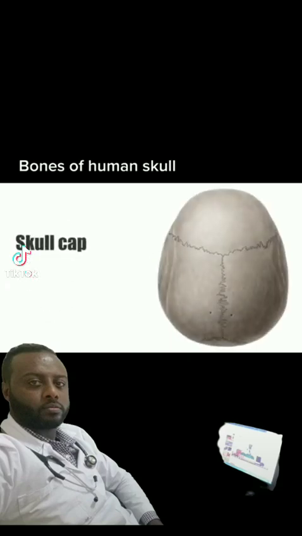We are looking now at the superior view of the skull. This is the skull cap, which is made up of the pairs of parietal bones and parts of the frontal bone, as well as the occipital bone. The coronal suture, the sagittal suture, and the lambdoidal suture separate these bones and are the three most significant of all 33 sutures which are formed by the human skull bones.